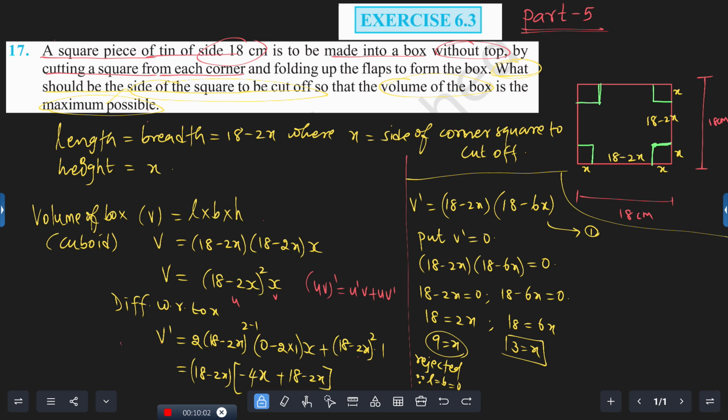We have to find the double derivative to say what? Maximum. Sir, they asked to find the x value. We got the x value: x is 3. That's it. The answer is over. Then what are you doing next?